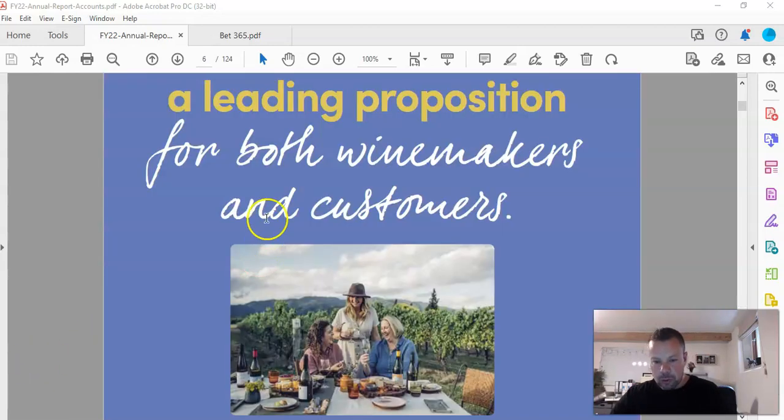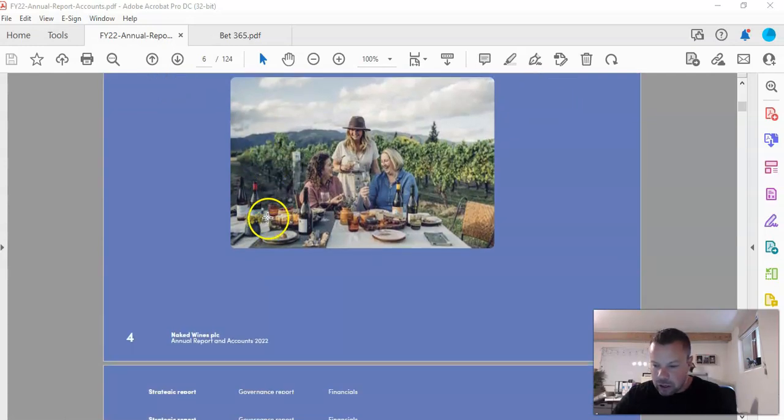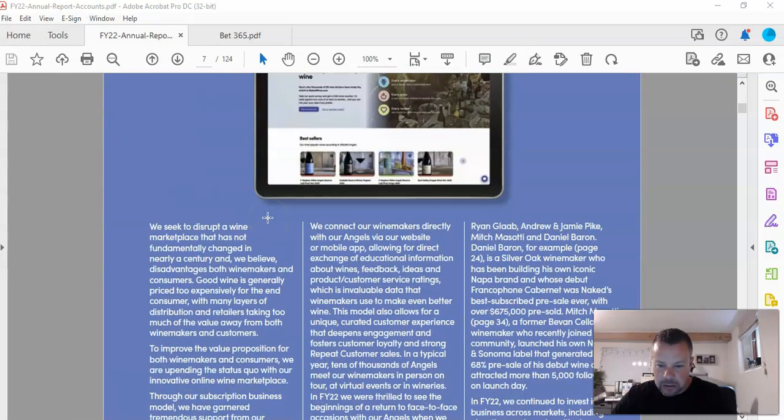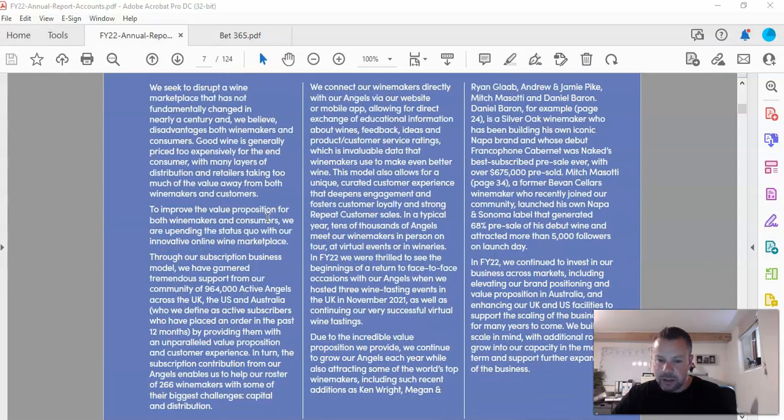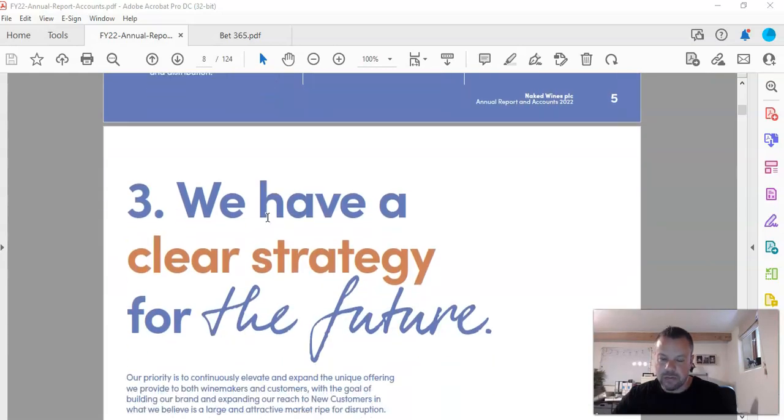Back up to the front of the report, as I say, you'll see lots of pictures, lots of information, lots of charts. Ultimately, what this document is designed to do is to tell a story to the investors. We have a clear strategy for the future. Why would you invest your money with our business? That's what this document is designed to do. And as part of that, they're showing you the financial results of the business.